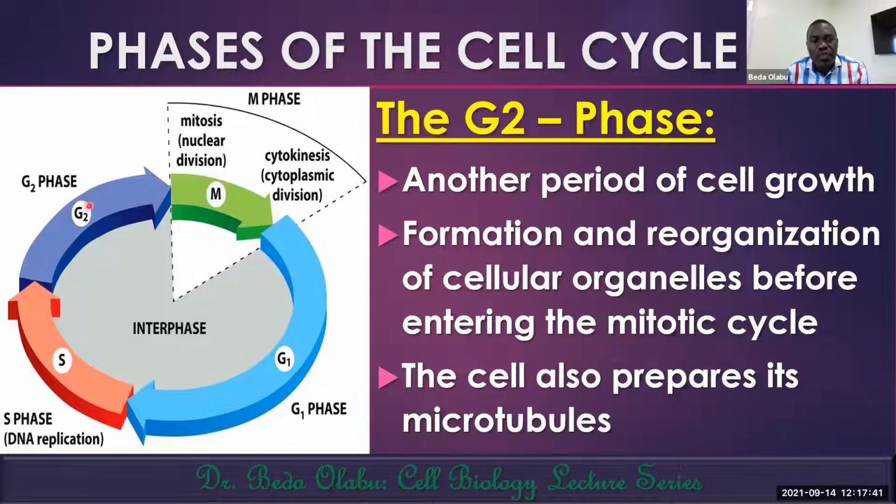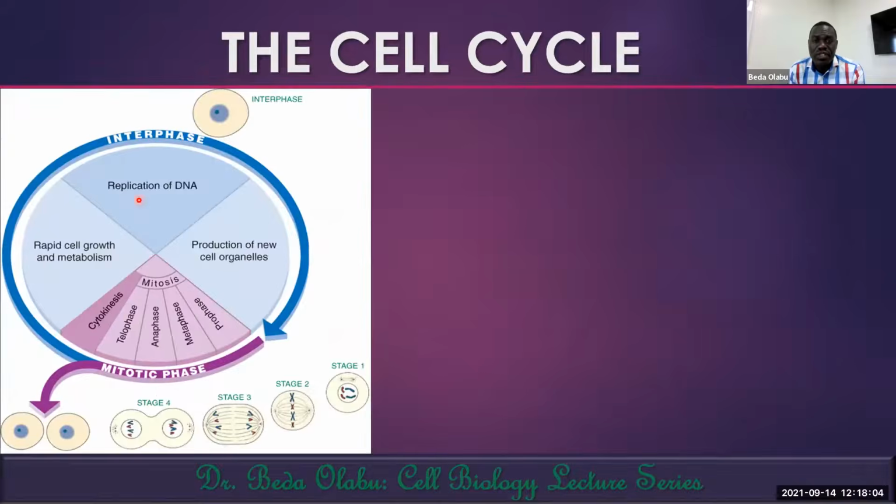So basically, G2 phase is that period when the cell is actually preparing for division. There are also some checks that occur during the G2 phase of the cell cycle, basically checking whether the DNA that the cell has is normal and things like that. After the G2 phase, that means that interphase is over.